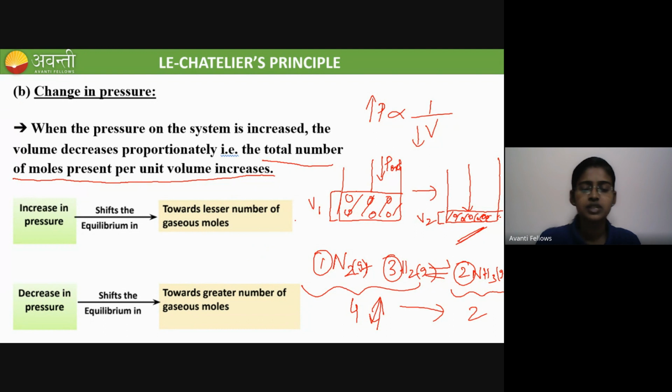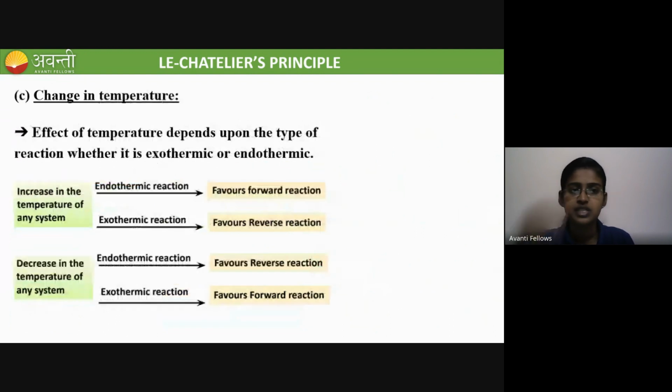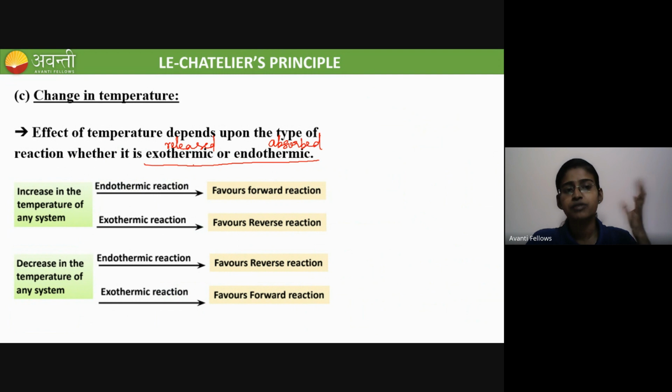Now coming to the change in temperature. The effect of temperature depends upon the reaction, whether it is exothermic or endothermic. What is exothermic? If the energy is released, we call those reactions exothermic reactions. If the energy is absorbed by the system, we call those reactions endothermic. If I increase the temperature of an endothermic system, that is, if the system is absorbing heat and I keep on increasing the temperature, the system will keep on absorbing the heat, right?